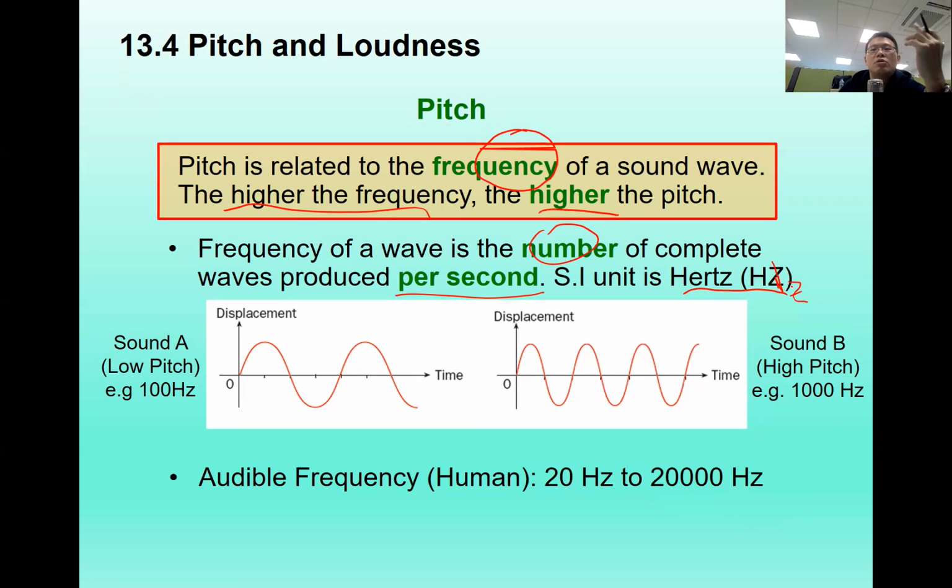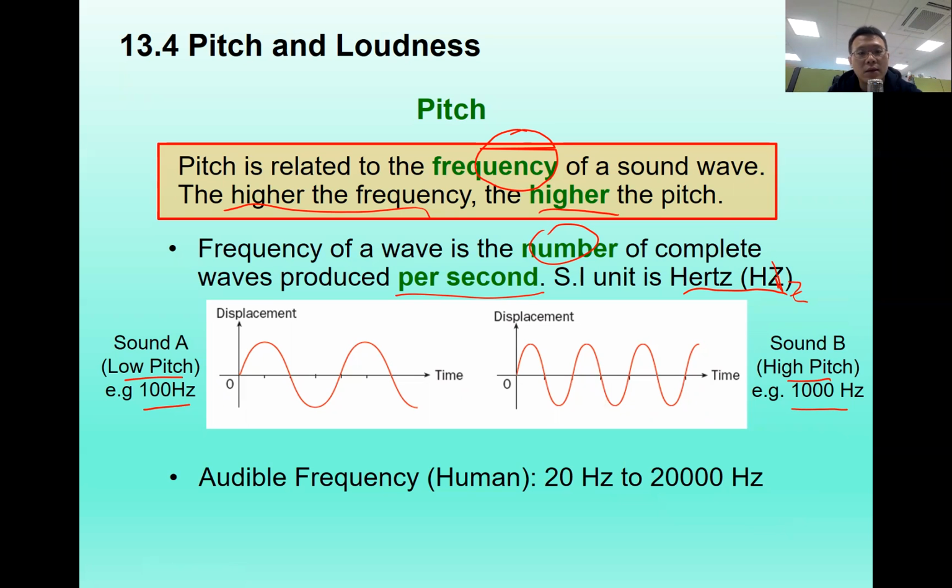So in general, frequency talks about how many waves have passed this point in 1 second, and that number gives us the frequency of the sound itself. Frequency can be any number, ranging from 10, 20, 30, right up to 1,000, 10,000, 30,000. So how do we look at pitch? The lower the frequency, the lower the pitch, and the higher the frequency, the higher the pitch.